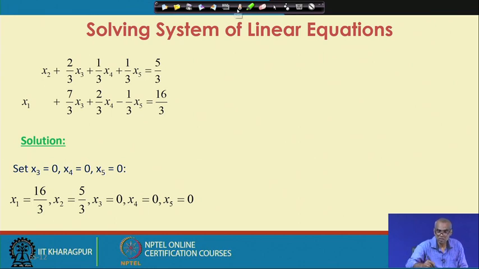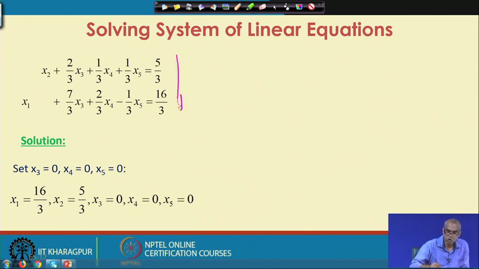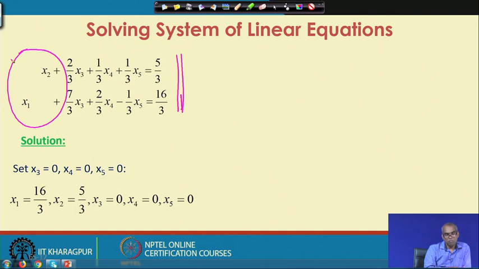So, this is the equivalent canonical form that we discussed for the square system n by n. We have a non-square system, and for this x 1 and x 2 part here, I have that canonical form. So, the solution is x 1 equal to 16 by 3, x 2 equal to 5 by 3, x 3 equal to 0, x 4 equal to 0, x 5 equal to 0. So, this is one solution.